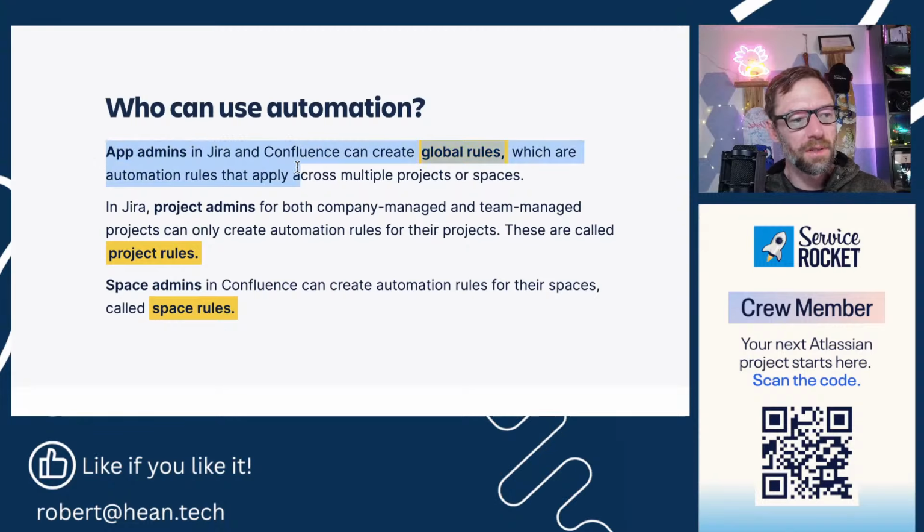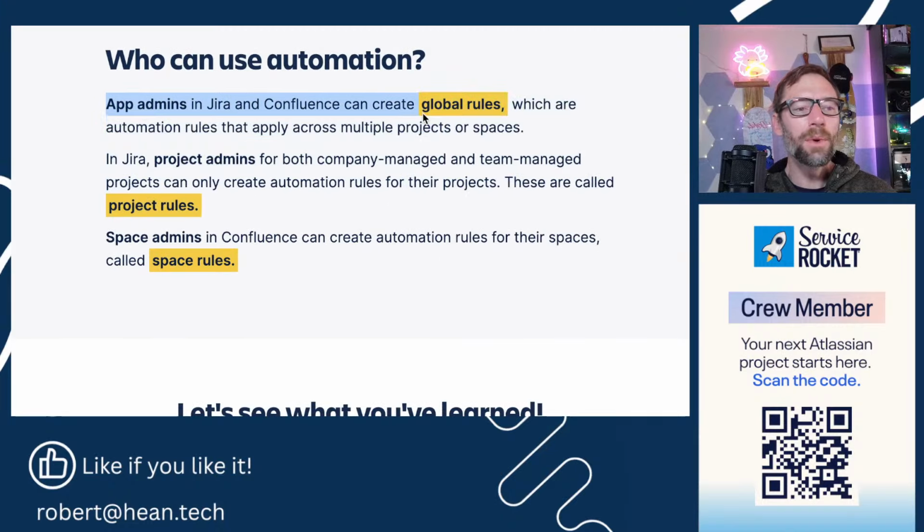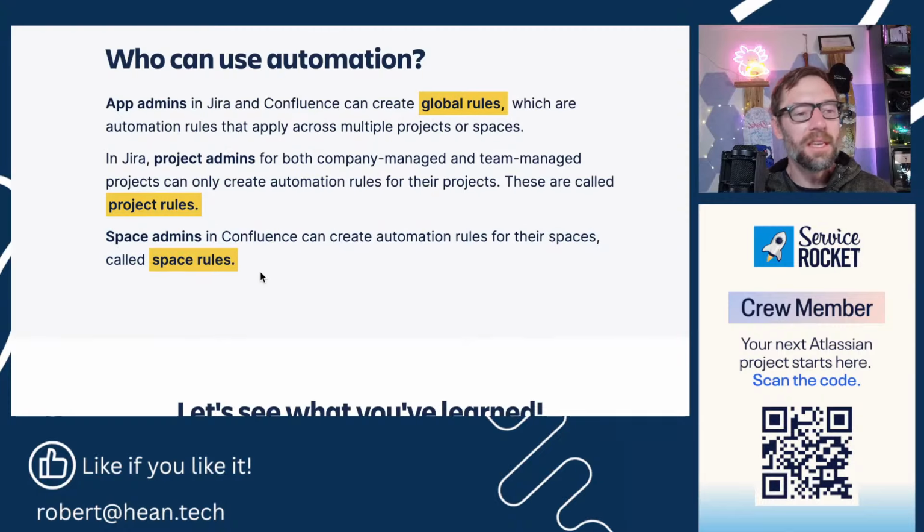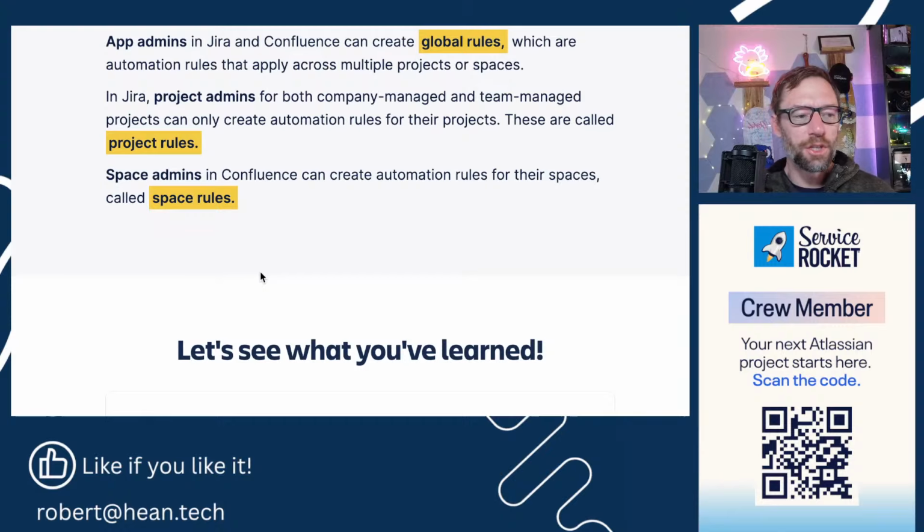Now, in terms of who can build them, it's anyone in Confluence who is a global or a Confluence app admin and a space admin. The difference is a space admin's automations only work in the space they create them in. So if Kyther is a space admin for her own personal space, she can build automations in there, but they won't work in other spaces. App admins can make them global. They apply to every space or multiple spaces.